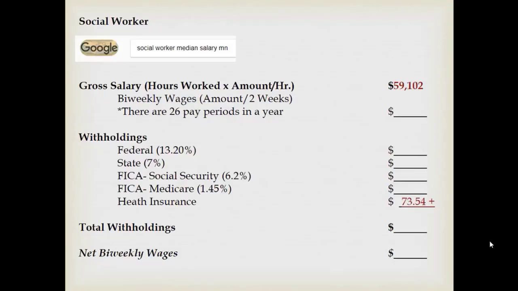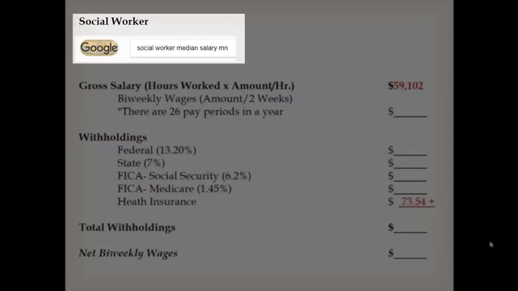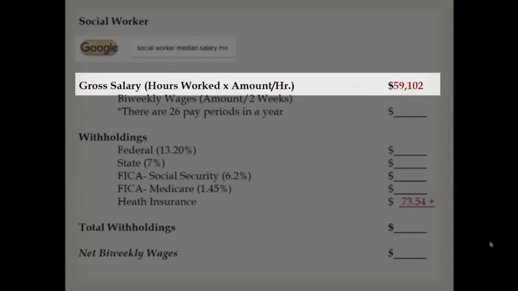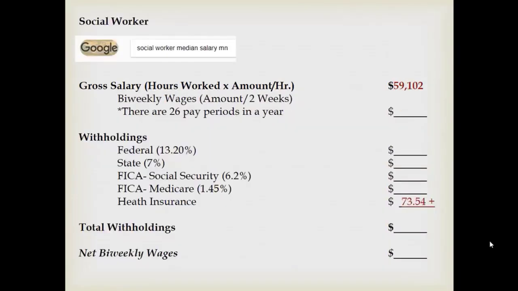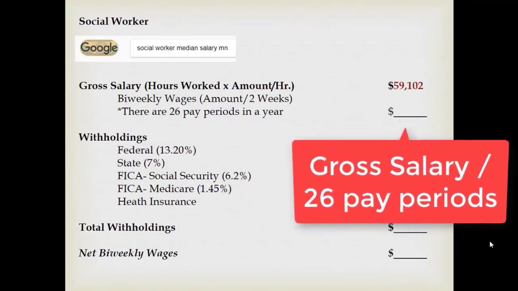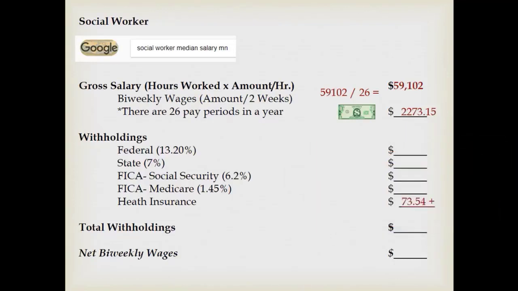I do want you to know how to calculate salary pay deductions. So I went and I Googled social worker median salary for Minnesota, and I found that it was $59,102. So when I try to figure out what my gross pay for a salary is, I'm going to take that total salary amount and divide it by the number of pay periods. So I'm going to take $59,102 and divide it by 26 pay periods to get a gross pay of $2,273.15. The rest of the math can be done exactly the same way that we did our hourly pay.